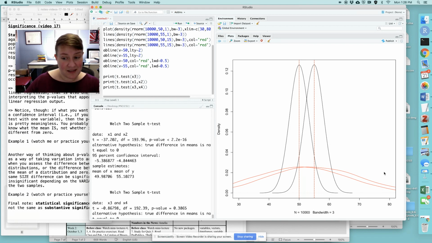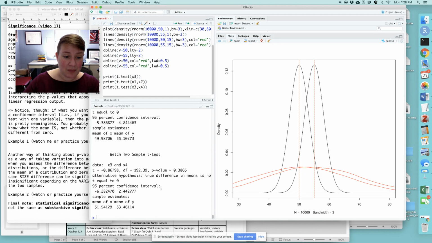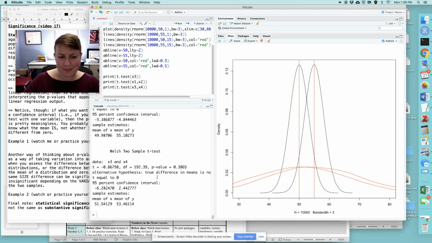On the other hand, as you won't be surprised to hear, despite the fact that the actual difference between the means for the 2 red samples is just the same as the difference in the means of the black samples, the t-test is not significant. You can tell it's not significant because the p-value is 0.38, 0.39, and we typically only reject the null when the p is less than 0.05. In addition, and possibly more usefully, you can see that the confidence interval crosses 0.